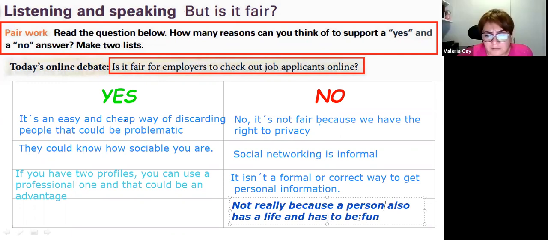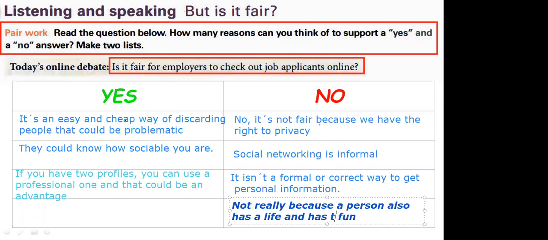What about "se tiene que divertir, pero tiene que ser feliz"? That's a colloquial expression. Maybe a person has the right to have fun, yeah? Okay. There you go. So: not really, because a person also has a life and has the right to have fun. Or we can reduce the verb "has" because we repeated it: has a life and the right to have fun. Perfect. Any questions, guys?